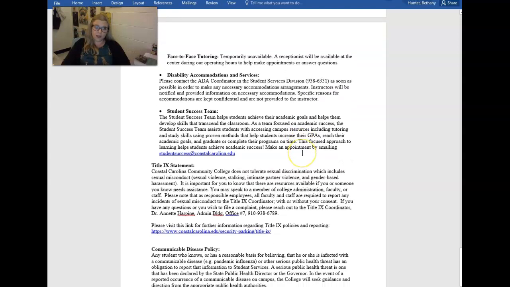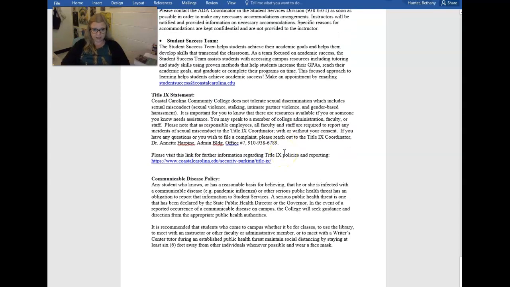And then we do have a pretty interesting student success team, which they will be student success coaches, and they really can help. If you feel like you're overwhelmed with classes or work or anything, try to get with one of those student success coaches, and you can get them by emailing right here. The Title IX statement is basically the sexual harassment, sexual misconduct, and if you do see any of that, please report it to Dr. Annette Harpine, and there's her information.